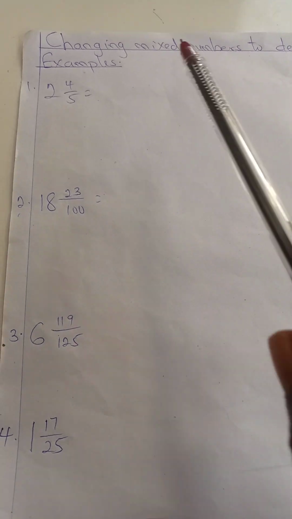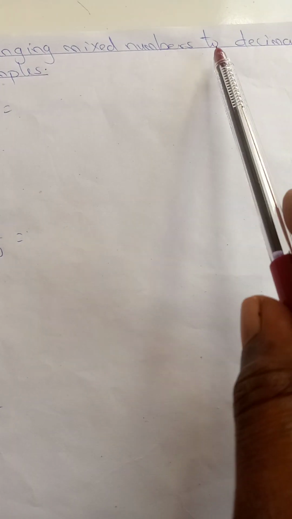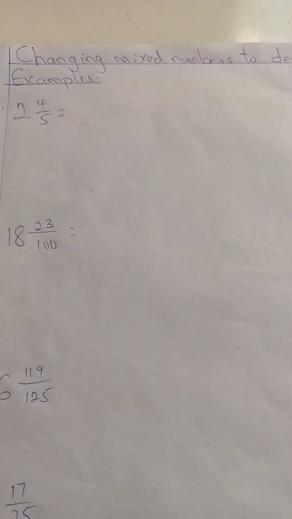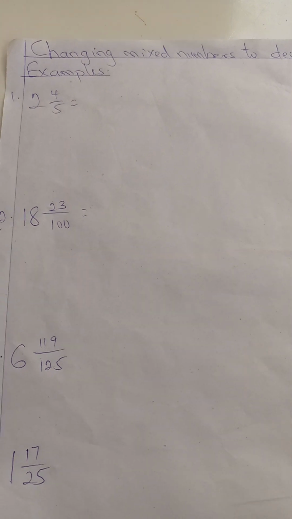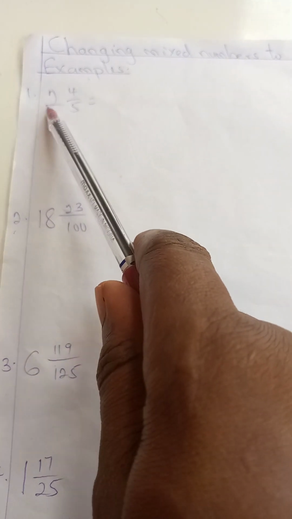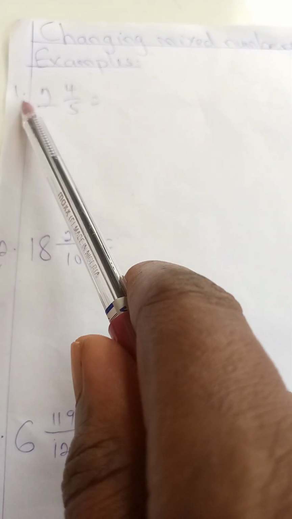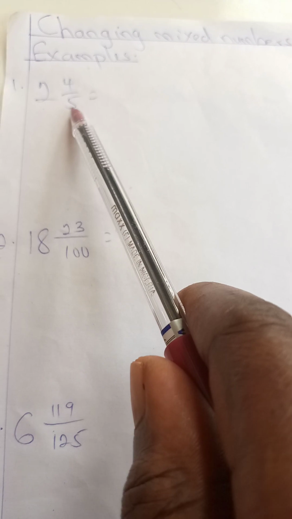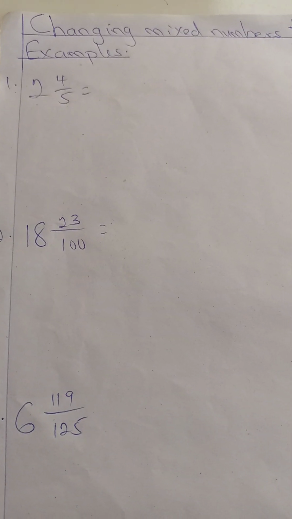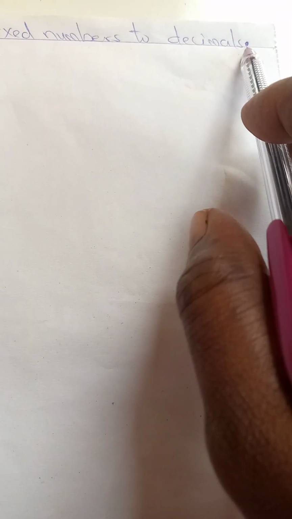Today's topic is changing mixed numbers to decimals. A mixed number is the combination of a whole number and a fraction, just as we have in this number, question one. This 2 is a whole number and 4/5 is a fraction. Why decimal means point? Decimal means point.